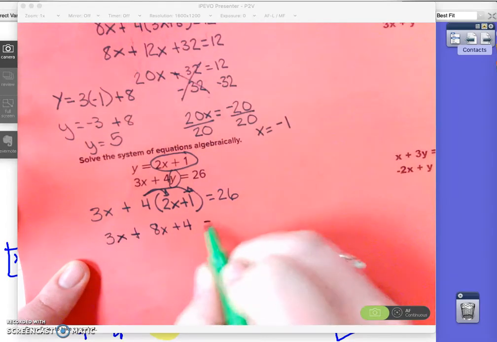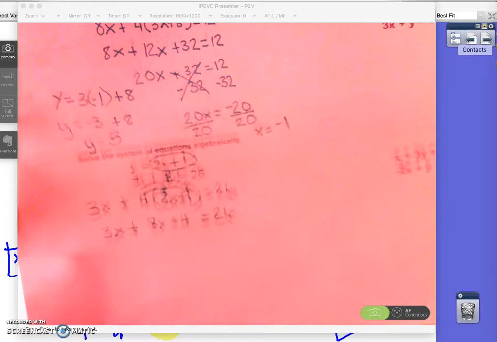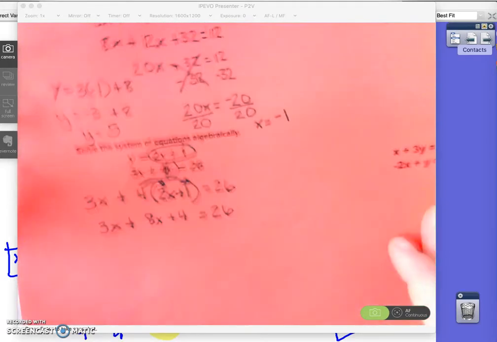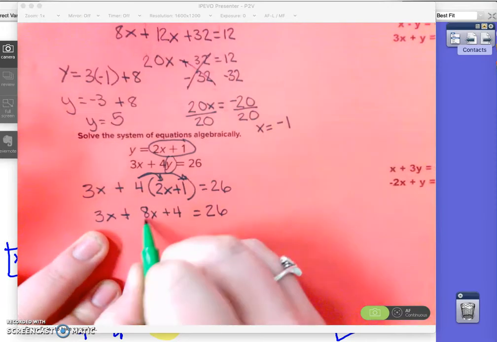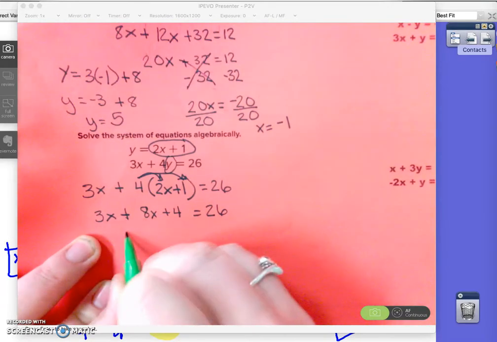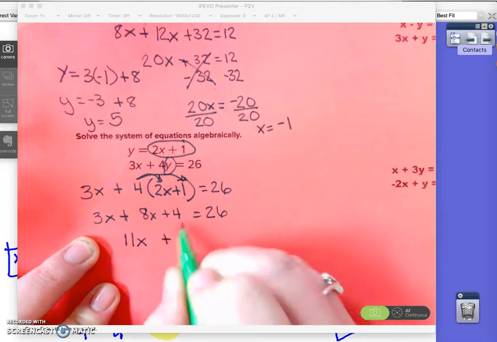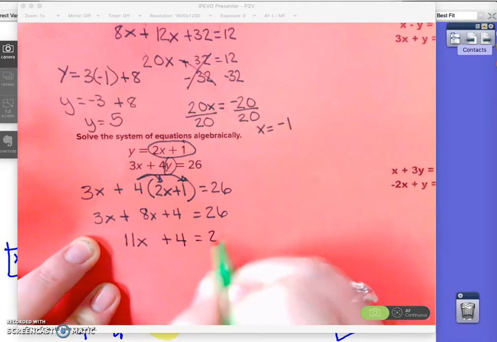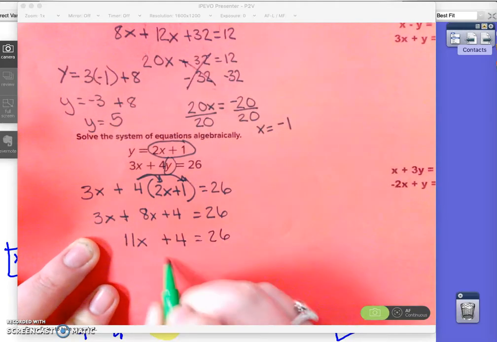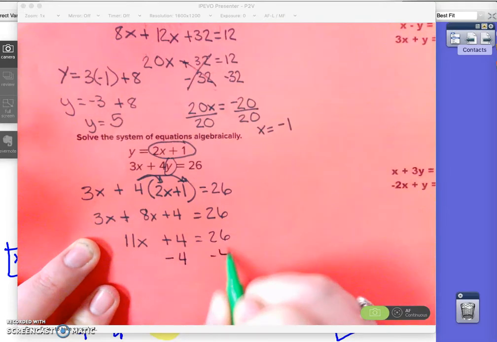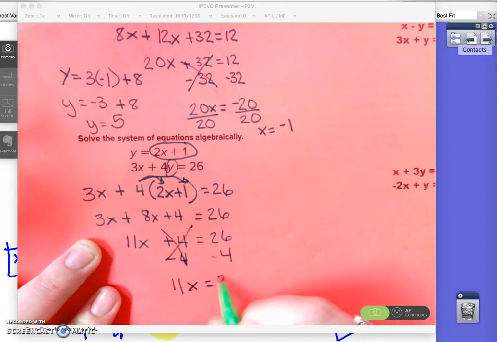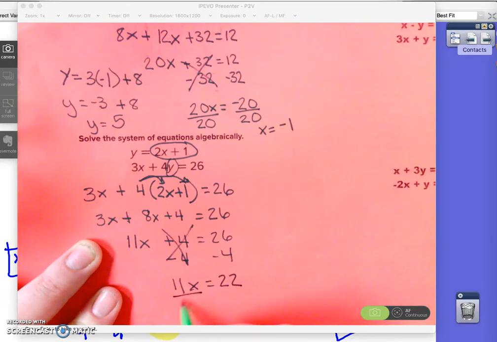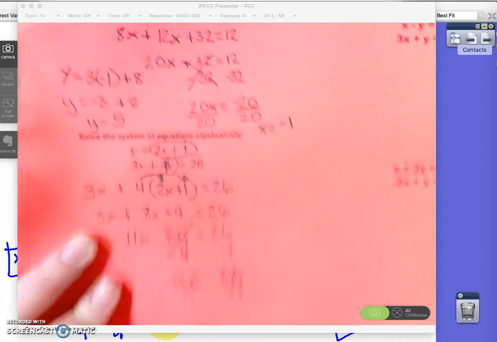Okay, I rewrite everything else the same. Combine my like terms of 8 and 3. So 8 plus 3 is 11x. And then plus 4 equals 26. I want to get rid of my constant of 4. So this goes away. I have 11x equals 22. Divide by 11. Divide by 11.